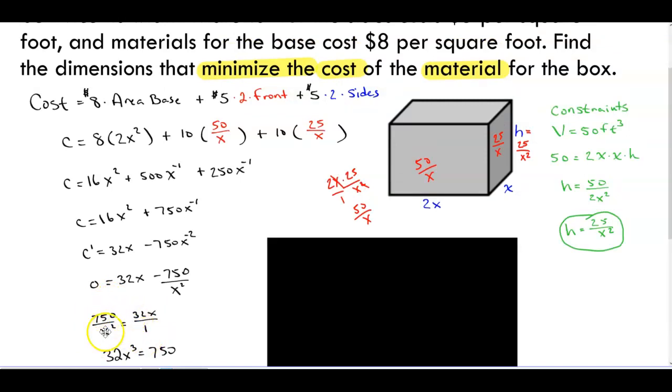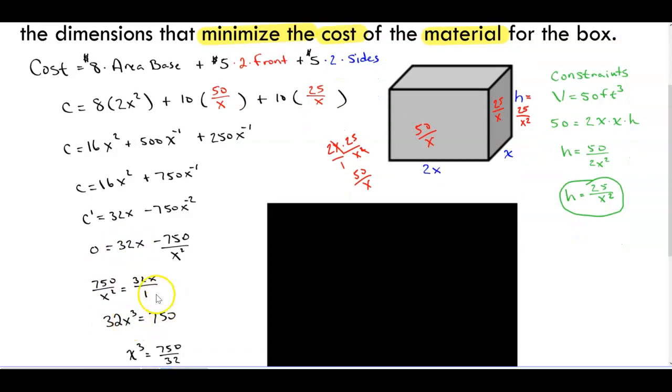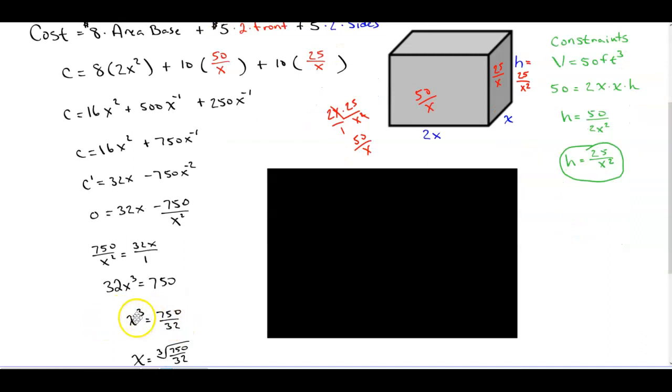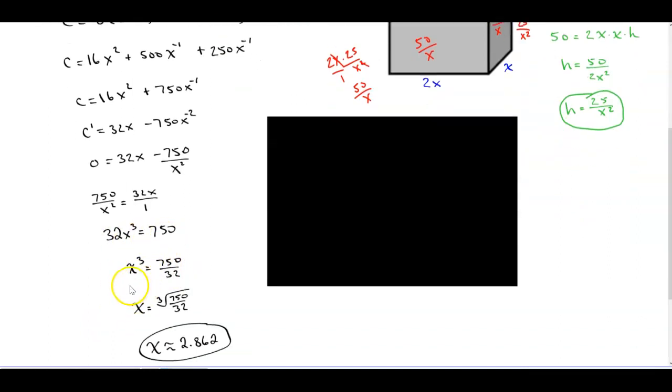Now I can cross multiply, because this is 32x over 1. We can always put the 1 down there. Cross multiply, go ahead and solve, divide by 32, take the cube roots, and I get 2.862. You should probably take this to a few more decimals just to be more accurate. But notice that's the x value that we need.